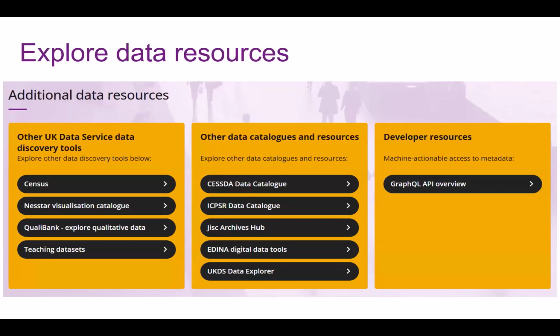And then we also have some signposting to other data catalogs like the CESSDA catalog. So CESSDA is the Consortium of European Social Science Data Archives. That brings you to a data catalog that collates the entries for data archives across Europe. And we also have the ICPSR data catalog. So that's our North American counterparts. So it's worth exploring some of those other data resources if you're interested.